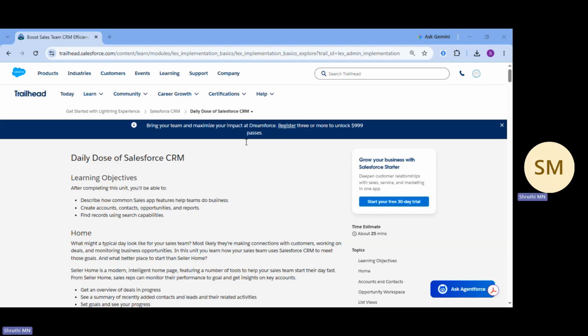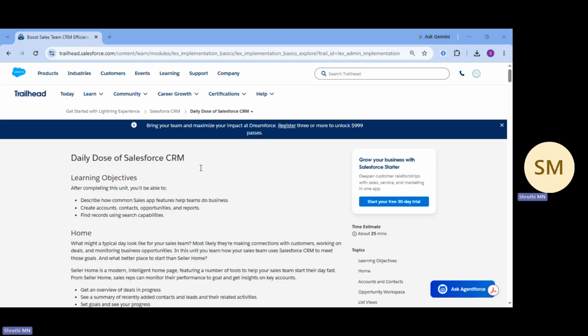First, we have an account. Think of an account as the company or organization you're doing business with. For example, Mondocron. Next, we have a contact. A contact is an individual person associated with that account. For example, Sean Corbin works at Mondocron.